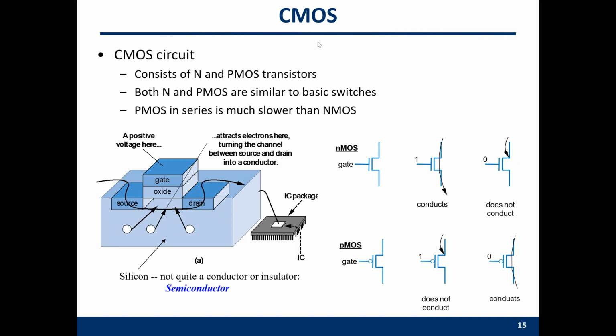So the dominant type of logic gates, now we talk about fabrication, about how to fabricate a chip. When we talk about this, we actually mean the CMOS.